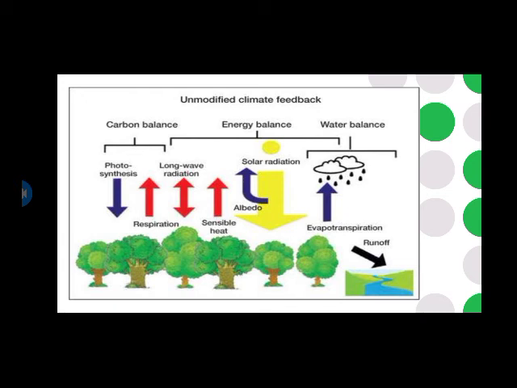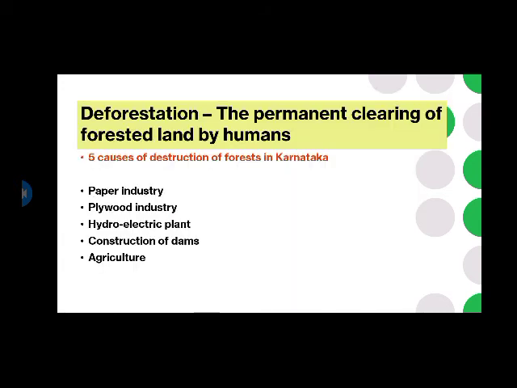It helps to reduce solar radiation. It keeps the air fresh and cool. It protects as a natural shield to the environment. Forests are natural habitat for many life forms. Okay, these are the uses of the forest. Now let us look at deforestation.